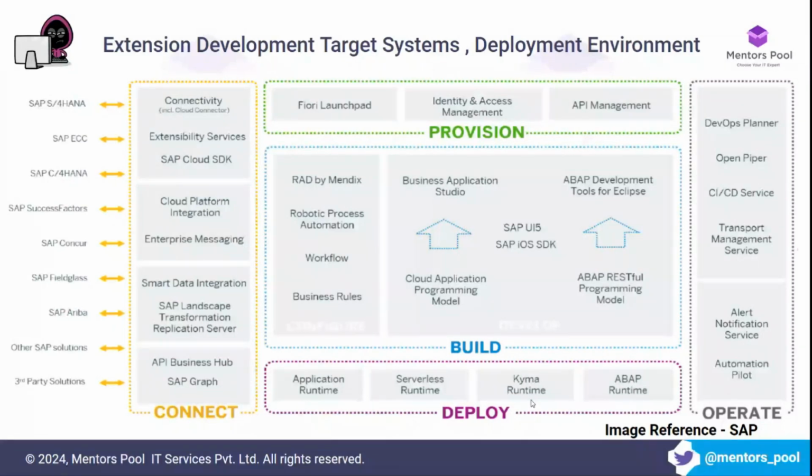Once you have built your application or an extension on top of any of these, inside the Connect box, you could go ahead and deploy in multiple runtimes available on SAP BTP. Again, SAP BTP allows you to have application runtimes, serverless runtime, schema runtime, and ABAP runtime. So these are all deployment strategies available on SAP BTP. And then once deployed, you could also provision or host these applications on SAP Fiori Launchpad via identity and access management and API management. You could host your public APIs.